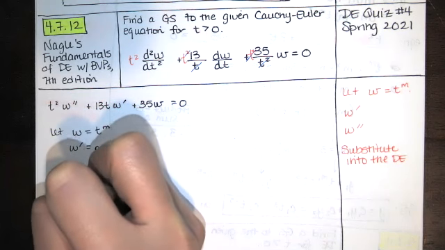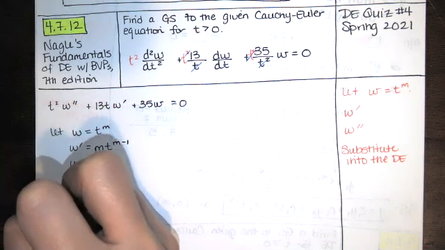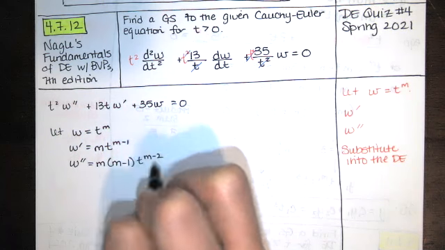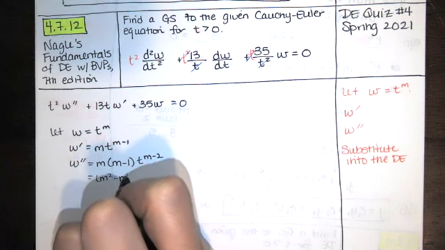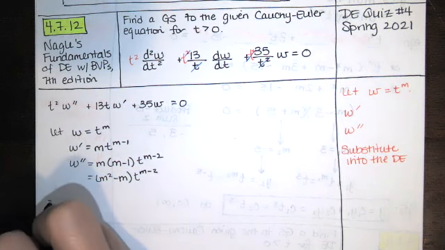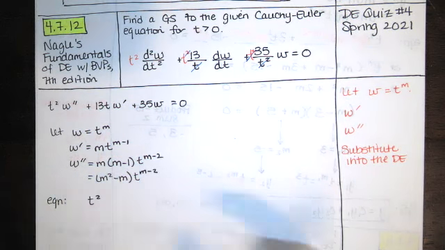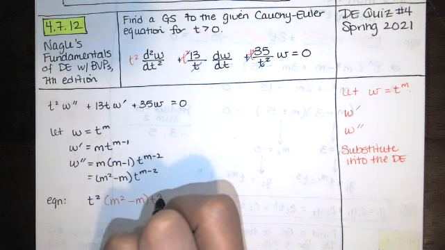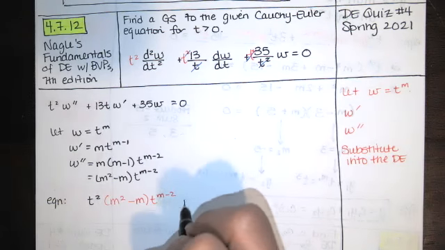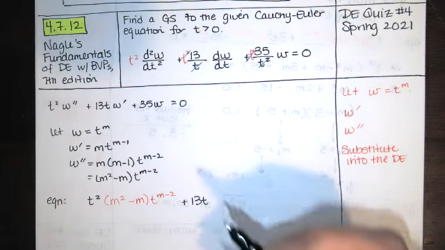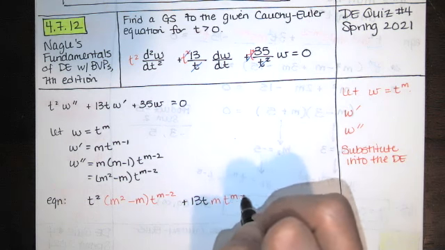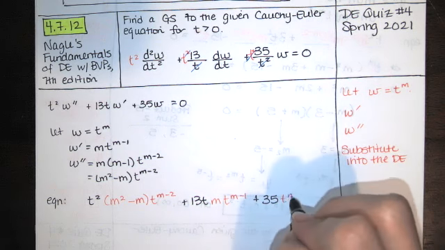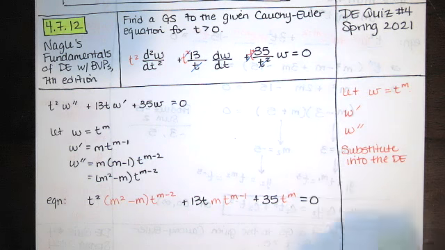The derivative of this by the power rule is that power times t to the 1 less power. Second derivative, bring the constant down, bring the power down, multiply by t to the 1 less power. Distribute the m. And then you want to substitute into the differential equation. So we've got t squared times w double prime plus 13t times w prime plus 35 times our w, which is t to the m. Set that equal to 0.